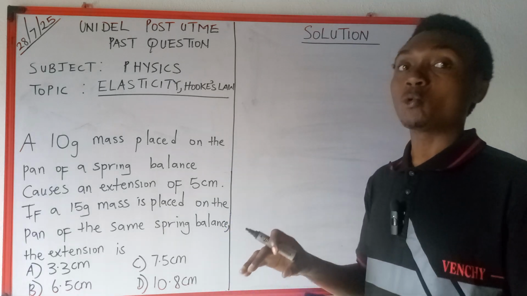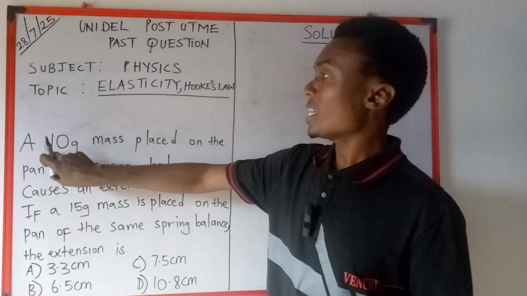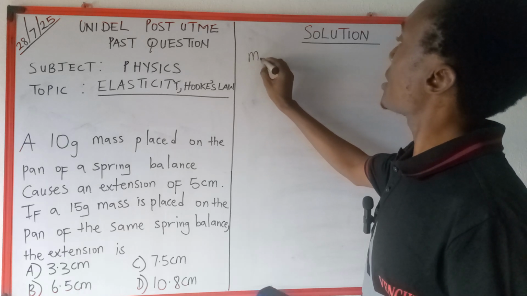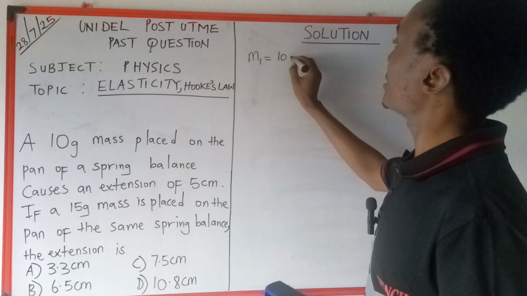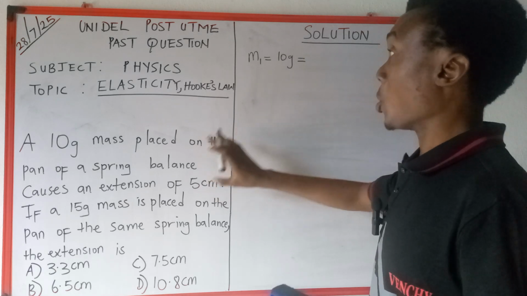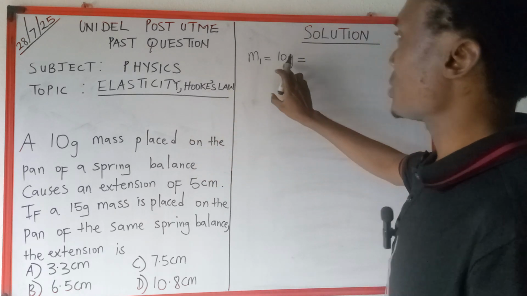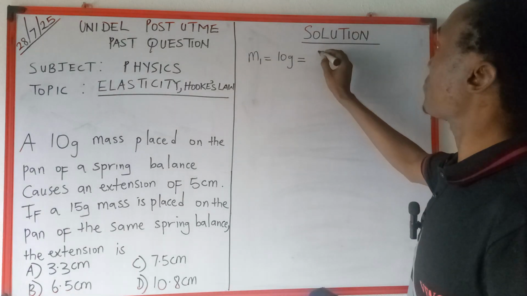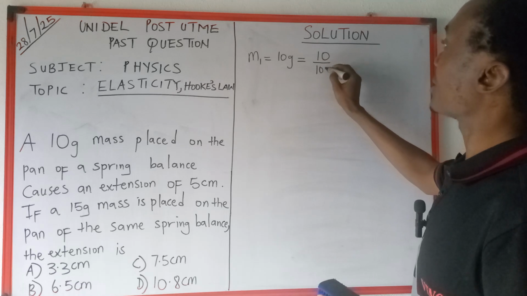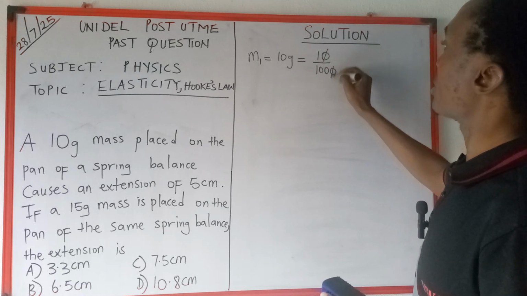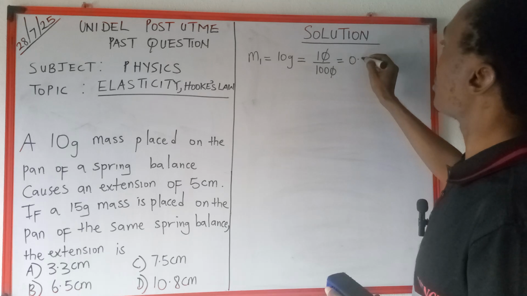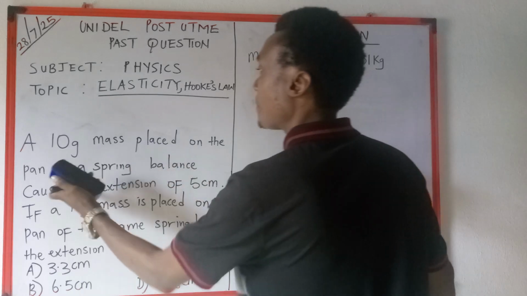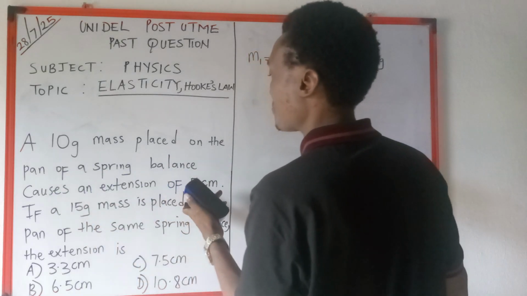From there we'll know what to do. Take note, it says 10-gram mass, so that is the first mass, M1, which is 10 gram. In physics, you don't solve using gram, so we have to convert to kilogram. We divide by 1000, and we have 0.01 kilogram. It's placed on the pan of a spring balance and causes an extension of 5 cm.